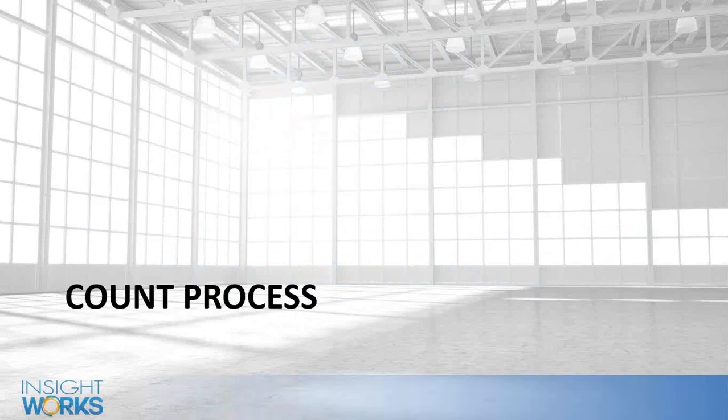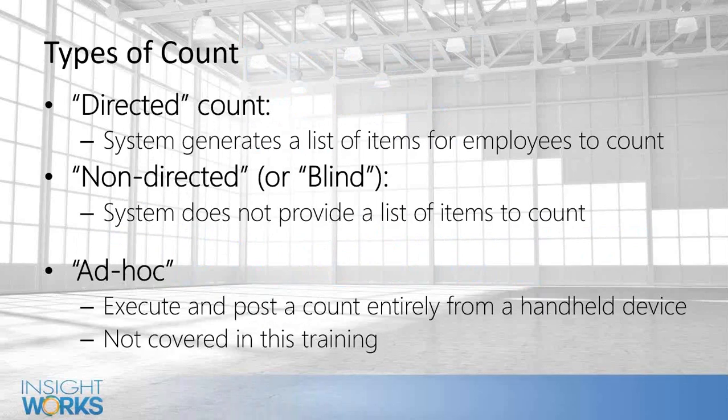So the first thing I want to cover is what the process is for the count at a high level, and then we'll dig through the different configuration options and how we set that up and how we execute it. When we talk about the count process, we first have to recognize that there are really three different types of counts. We don't care about ad hoc for the purposes of this training. That's more of an operational, reactive type thing. What we care about are these top two.